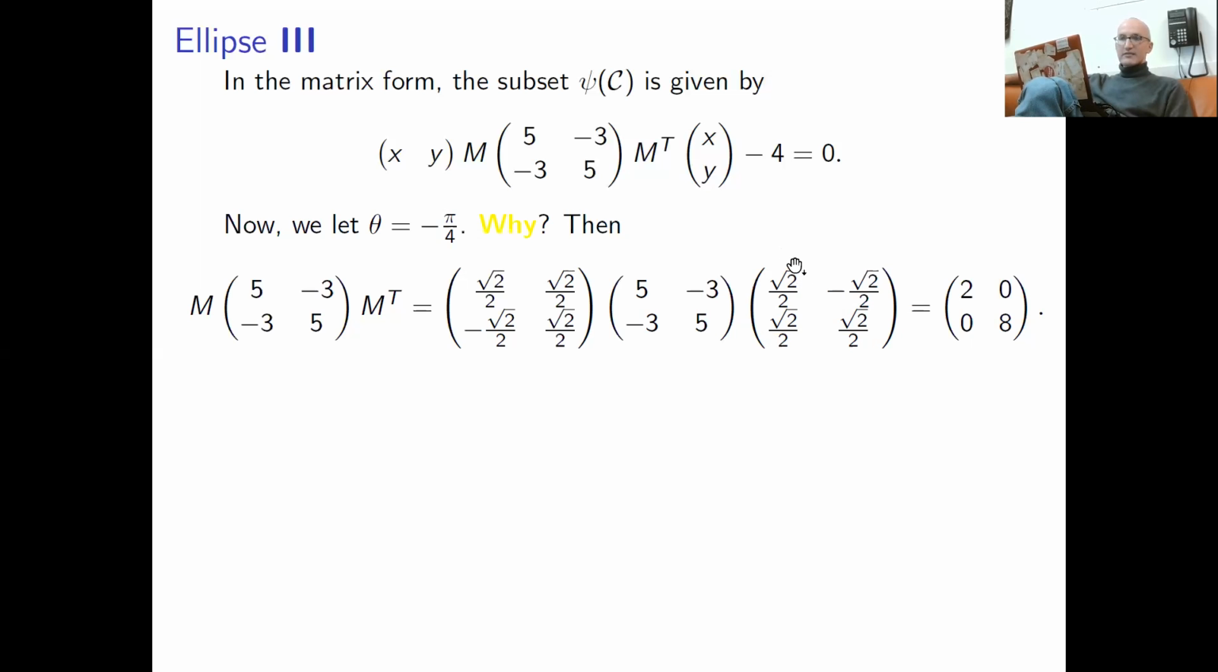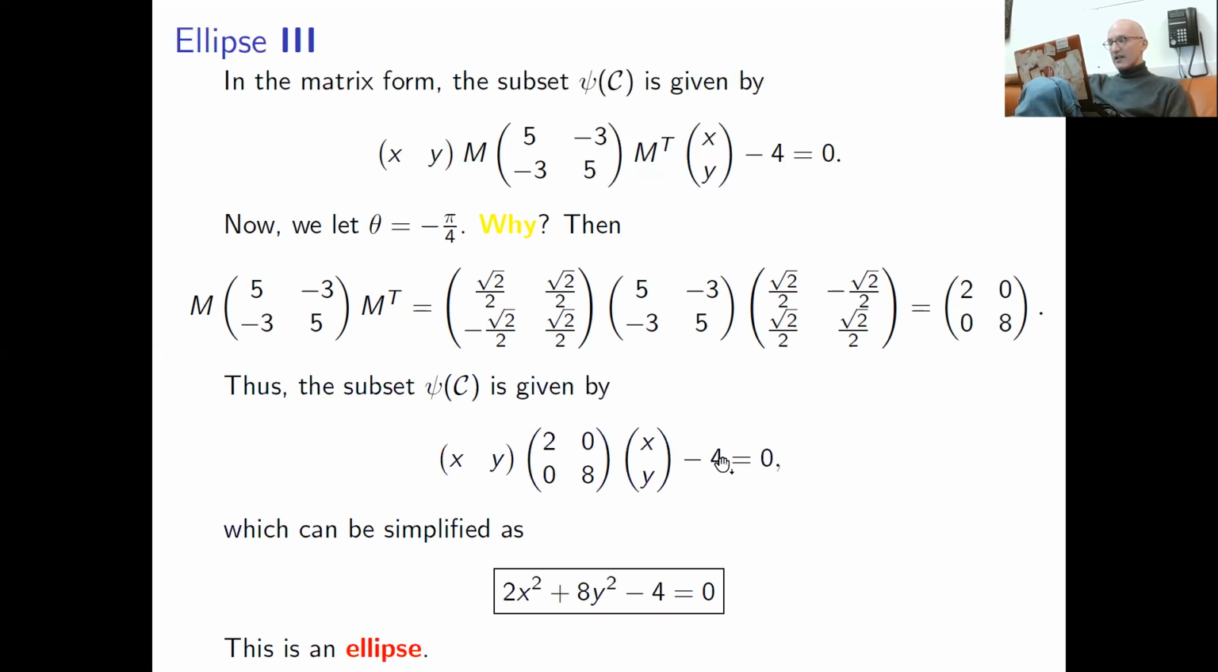Basically, in the language of the orthogonal diagonalization topic, this column was the eigenvector of this matrix which corresponds to the eigenvalue 2, and this column was the eigenvector that corresponds to the eigenvalue 8 of this matrix. So we found this matrix in the previous part of this lecture, and we already know this product is diag(2, 8). What does it mean geometrically? It means geometrically that our rotated curve psi of C is given by this equation.